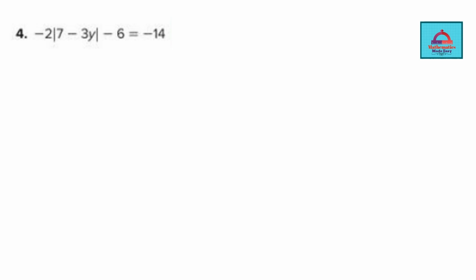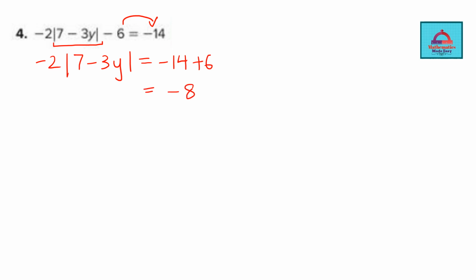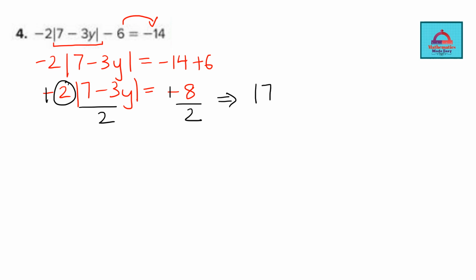You see these symbols, so we are going to keep this here, move the negative 6 on the other side. So the equation becomes minus 2 times absolute value of 7 minus 3y equal to minus 14 plus 6, which gives you a minus 8. Now there is a minus sign here also, so I can make the negative and negative positive. So this becomes positive and the common factor is 2, so I divide both sides by 2. So when I do, this equation reduces to absolute value of 7 minus 3y equal to 4.